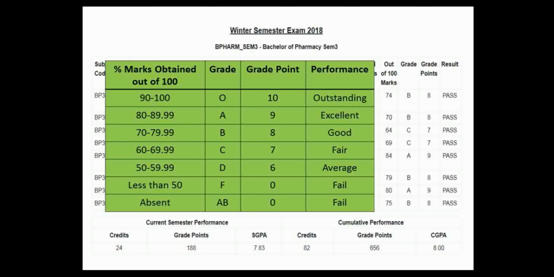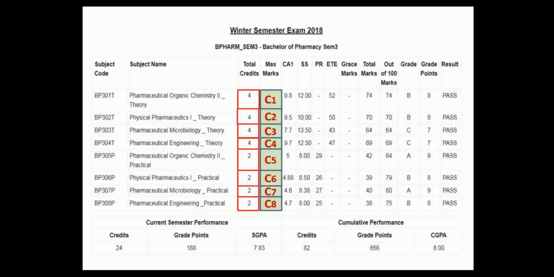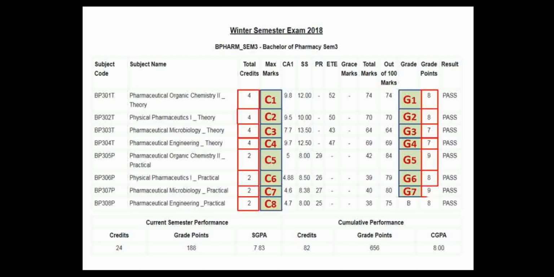As we have seen in the formula, credit points and grade points are considered for the calculation of SGPA. Here the total subjects are 8, and hence credits will be considered as C1 for subject 1, C2 for subject 2, and likewise up to C8 for subject number 8. Similarly, G1 is the grade point for subject 1, G2 is the grade point for subject 2, and likewise up to G8, the grade point of subject number 8. Now, the credit points of each subject are multiplied with the obtained grade points. Let's see the multiplication.